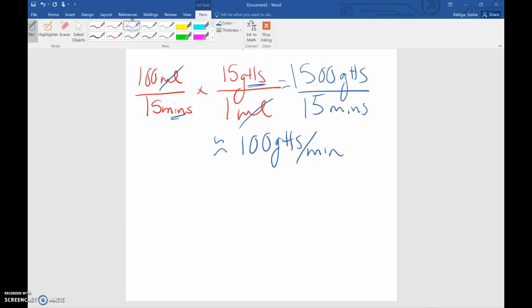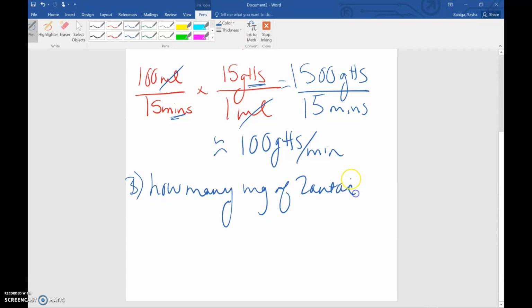So the next question, B, they want to know how many milligrams of Zantac would the patient receive in 10 minutes. So as I've been saying before, you're going to set your problem up to where your like units cross out, leaving you with what you are looking for.